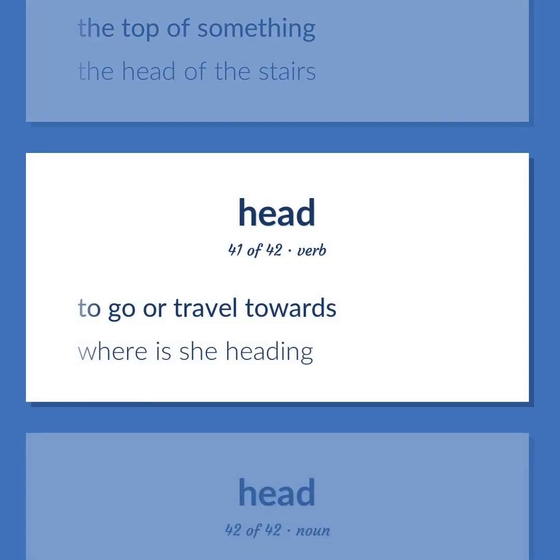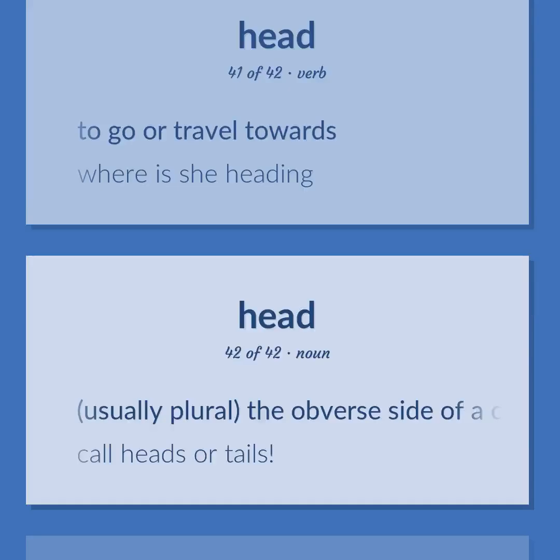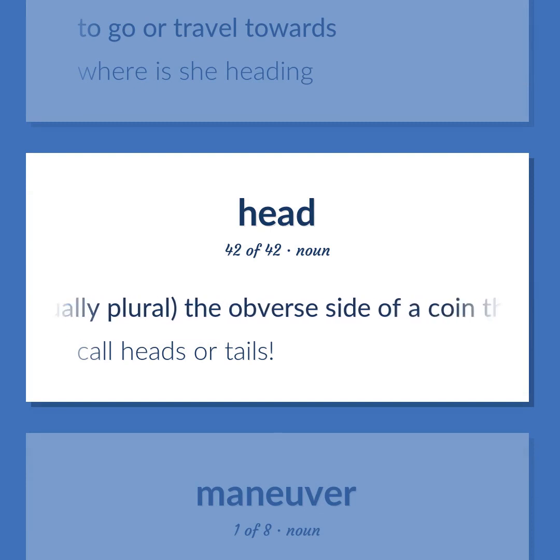To go or travel towards. Where is she heading? Usually plural, the obverse side of a coin that usually bears the representation of a person's head. Call heads or tails.